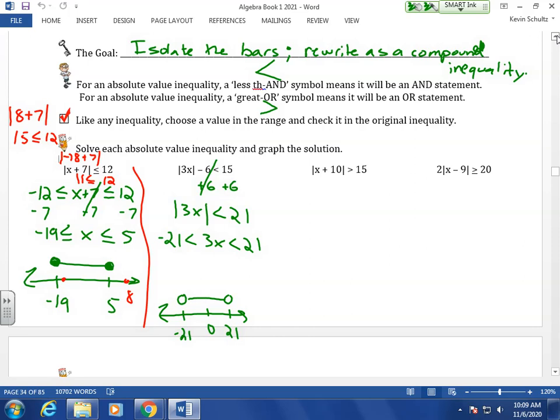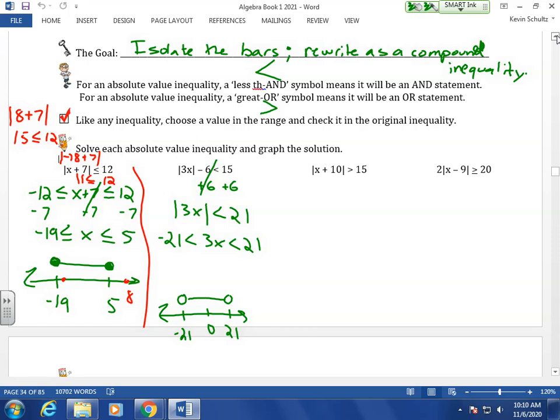Okay? As you do more of these, you'll start to pick up just the format of it. Basically, and we saw this in the first one too, whatever's inside the bars just goes between the positive and negative value of whatever's on your solution side, right? Here we had 12, so x plus 7 went between negative 12 and positive 12. Here we have 21, so 3x just goes between negative 21 and positive 21. That's the pattern with the format here, how to set these up.